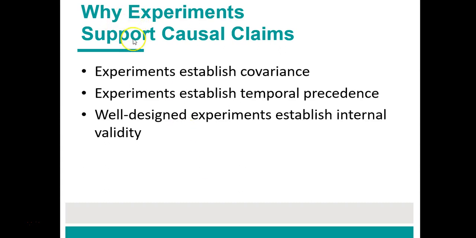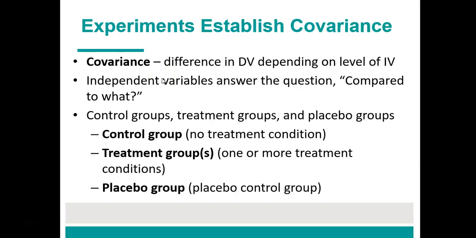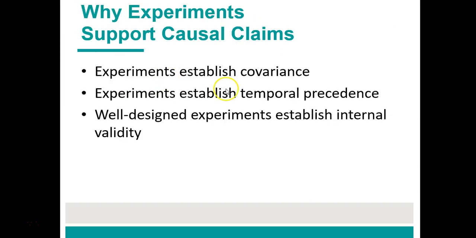So why do experiments support causal claims? Well, 3 things are happening. We're going to talk about them in a second. Experiments establish covariance, temporal precedence, and internal validity. These are 3 things that we want to be sure our experiment does, and a well-designed experiment will do this.